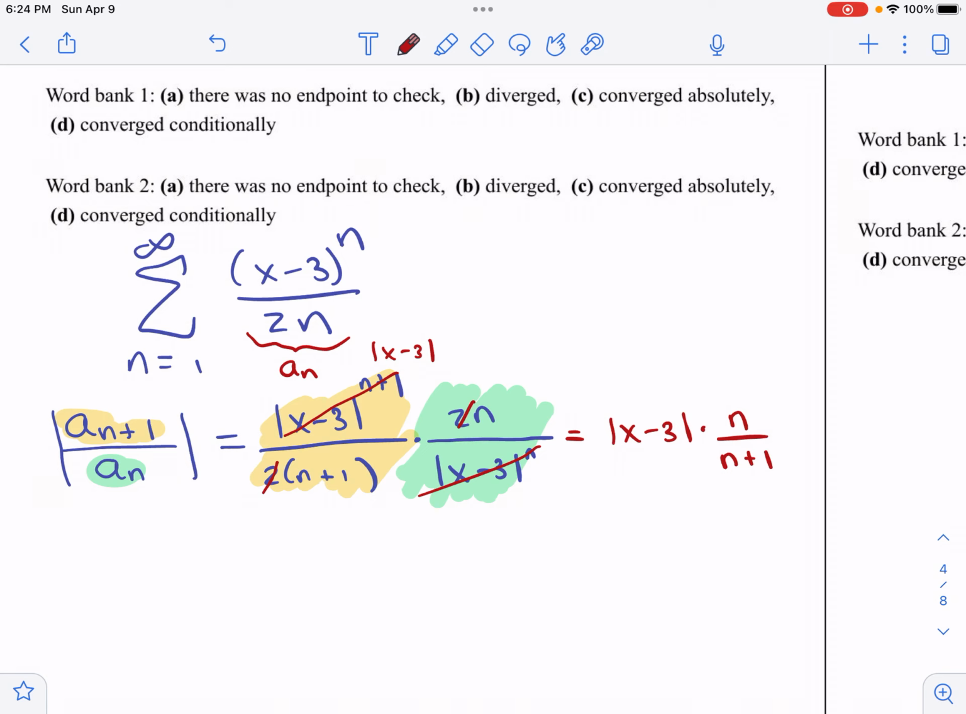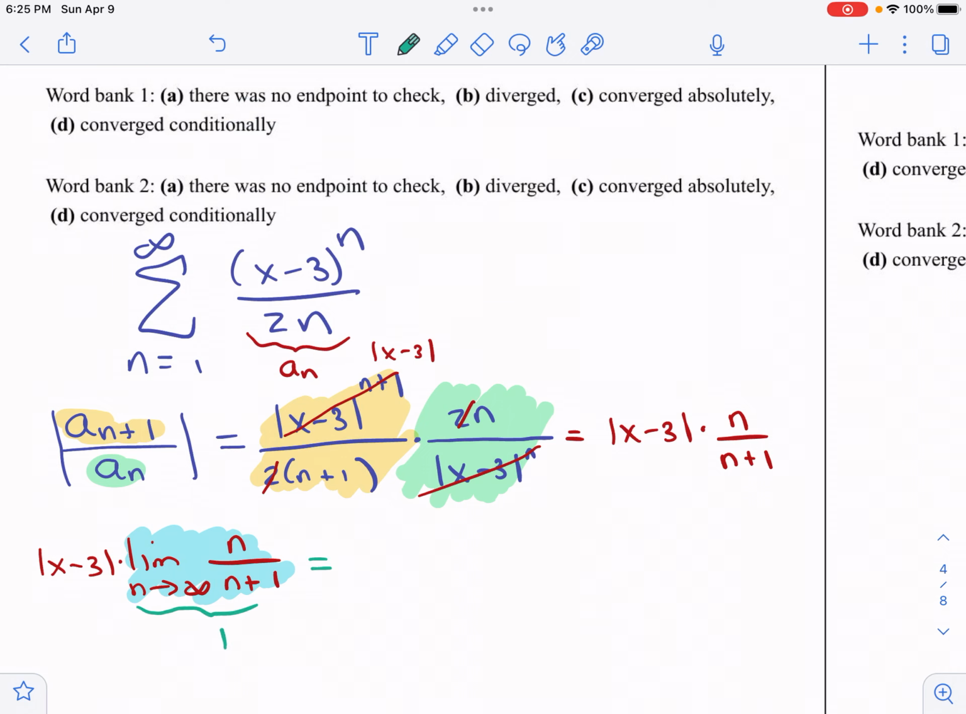And now we take the limit of that as n goes to infinity. So the limit as n goes to infinity. Now, you're welcome to take this x minus 3 outside the limit because it doesn't have any n's in it, so I usually do that. It's kind of a stylistic thing. n over n plus 1. Okay, so now you focus your attention on what this limit is going to be. Now that, hopefully you see instantly, is just 1.